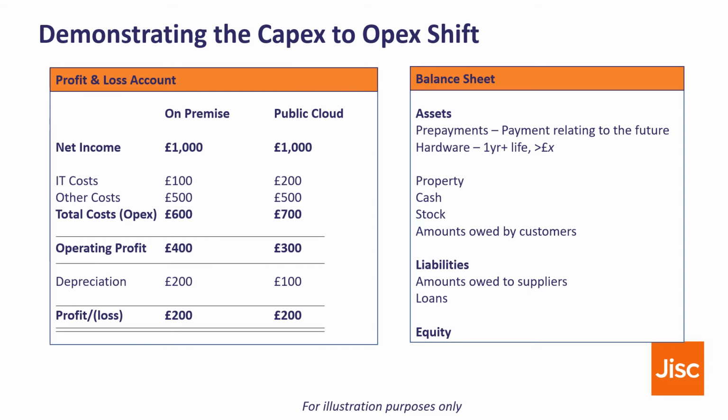So let's have a look at demonstrating this on the profit and loss account. The IT costs will go up because you're now paying for the new cloud platform. That will push up your total costs. So therefore, your operating profit will go down.